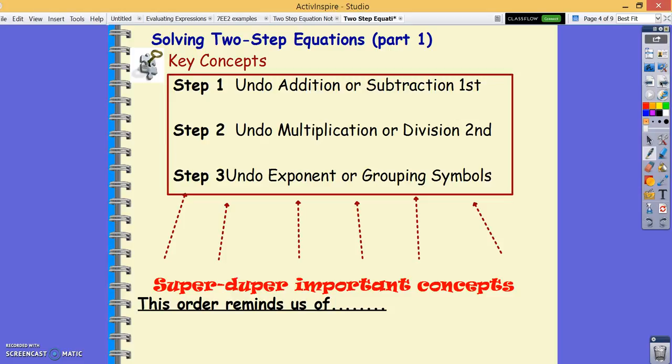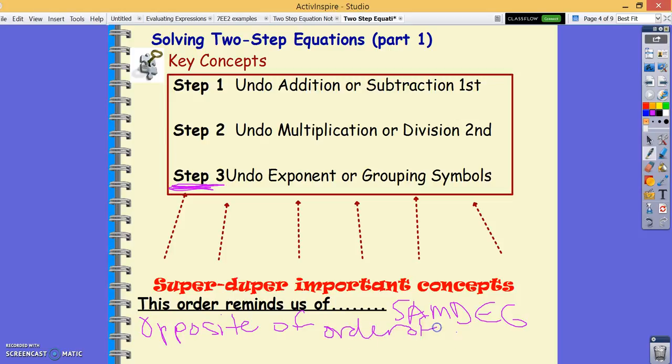These are the key concepts for solving two-step equations. Step 1, you're going to undo subtraction or addition first. Step 2, you'll undo multiplication or division second. And then step 3, you're going to undo the exponents or grouping symbols if there are any. Now, we're not going to be doing anything with exponents or grouping symbols yet, but later this unit we will. So, this order, SADMEG, subtract or add, multiply, divide, exponents, grouping, it reminds us of the opposite of order of operations.